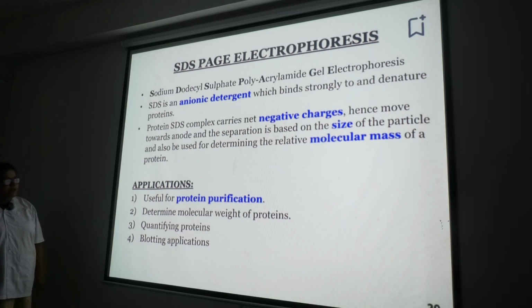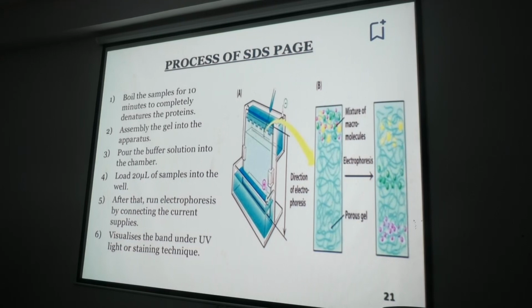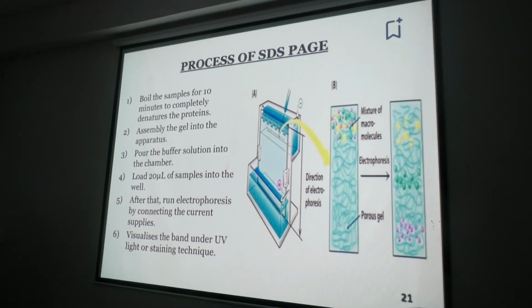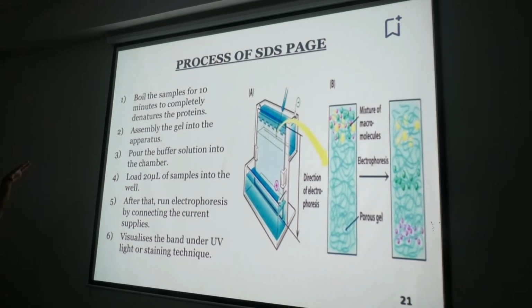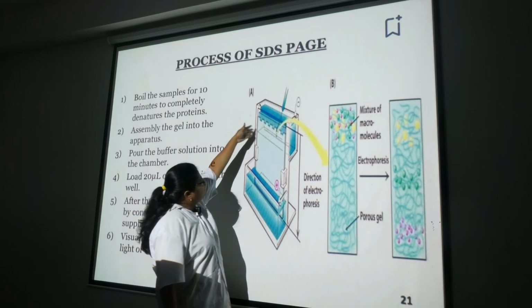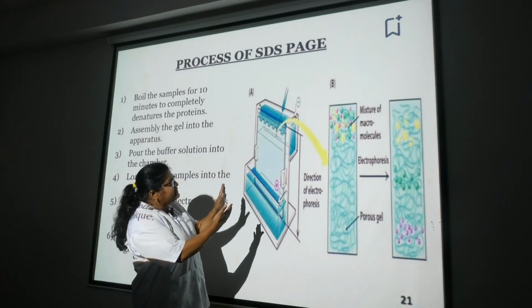Applications are useful for protein purification, determining the molecular weight of the protein, quantifying proteins and blotting applications. Process of SDS-PAGE: boil the sample for 10 minutes to completely denature the proteins. Assemble the gel into the apparatus. Here this blue color is the gel, and there are two slides.